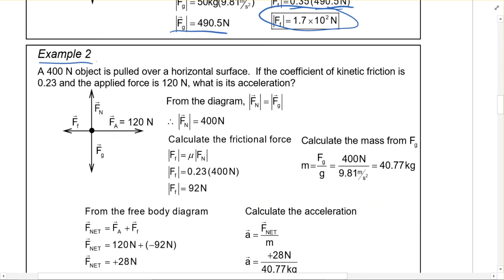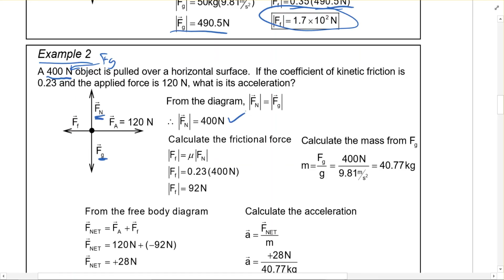So now example number 2 says a 400 newton object is pulled over a horizontal surface. If the coefficient of kinetic friction is 0.23 and the applied force is 120 newtons, what's its acceleration? So right off the bat though, it tells us that it's 400 newtons. Now what is that? Well, 400 newtons, that's talking about Fg. That's the force of gravity, right? So we just need to know that the force of gravity is going to be equal to the normal force. So normal force, done. We got that figured out.